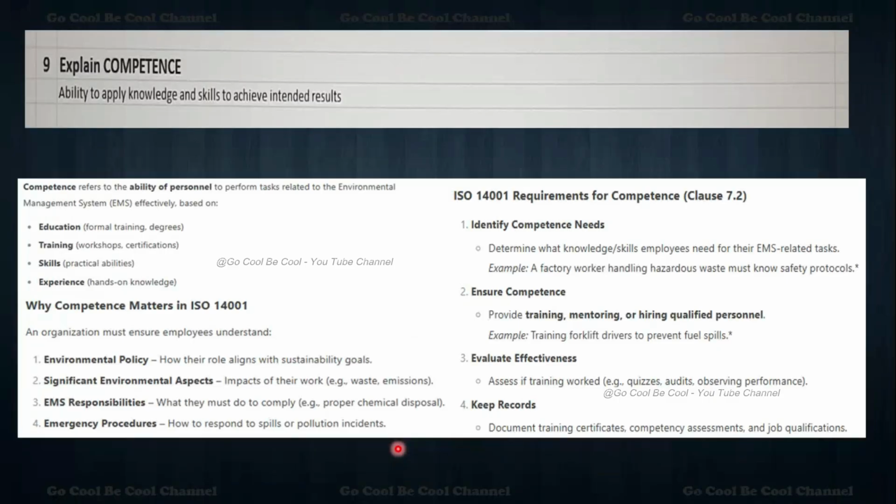Now we are moving to the next question: explain competence. Clause 7.2 talks about the ability to apply knowledge and skill to achieve intended results. Okay, that alone is not enough. When it is asked for 2 marks: competence refers to the ability of personnel to perform tasks related to the environmental management system, the EMS, effectively, based on education, training, skill and experience.